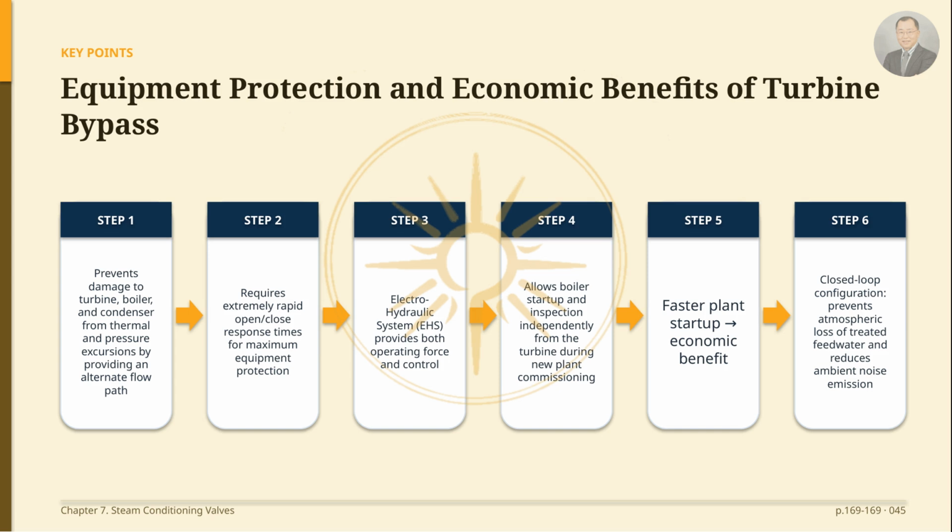For this reason, many turbine bypass systems require extremely rapid open/close response times for maximum equipment protection, which is implemented via an electrohydraulic actuation system, or EHACE, that provides both the forces and controls for such operation. Additionally, when commissioning a new plant, the turbine bypass system allows the boiler to be started up and checked out separately from the turbine. This enables quicker plant startups, resulting in attractive economic gains. Furthermore, this closed-loop configuration prevents the atmospheric loss of treated feed water and reduces ambient noise emissions.